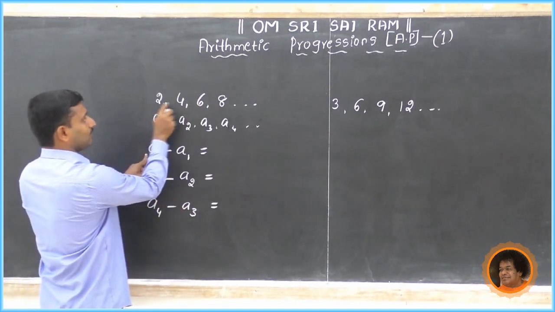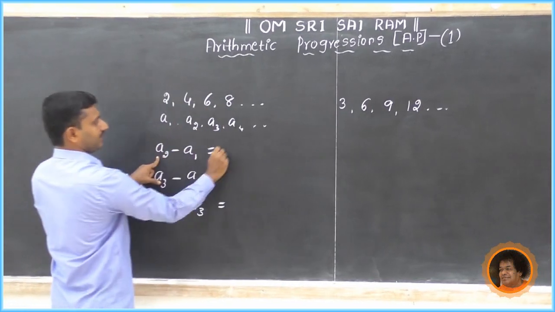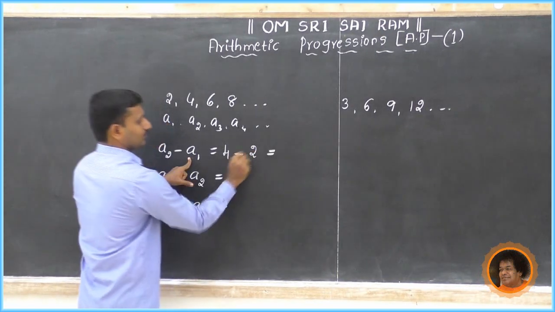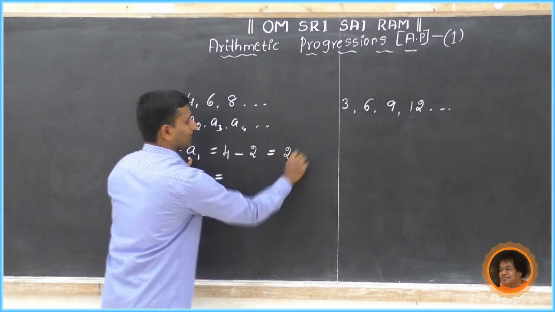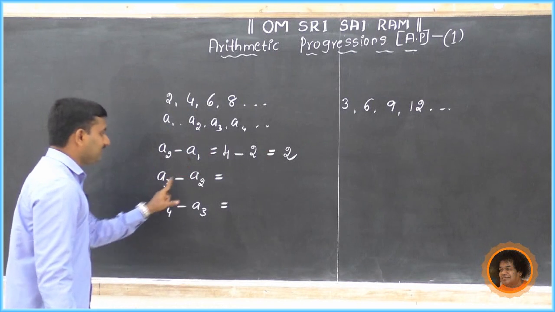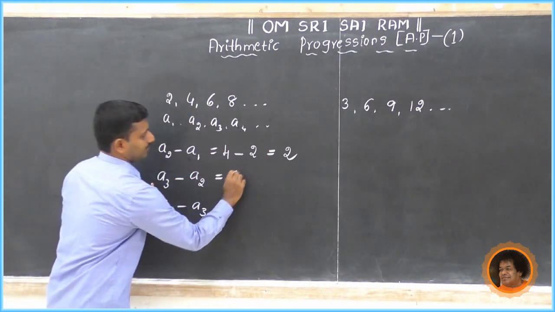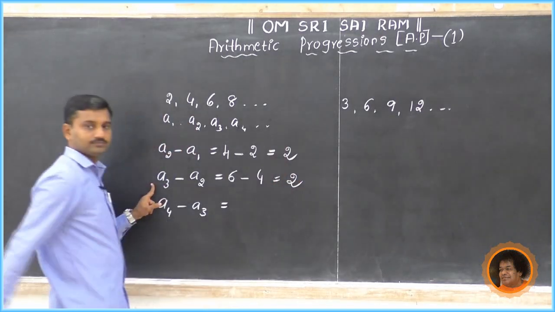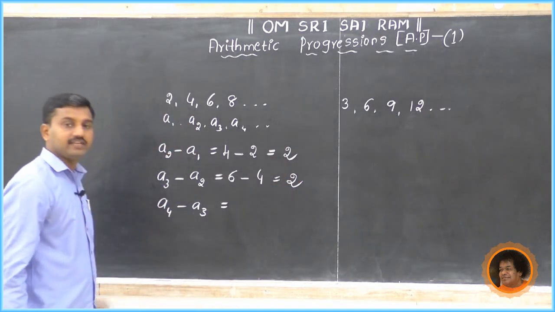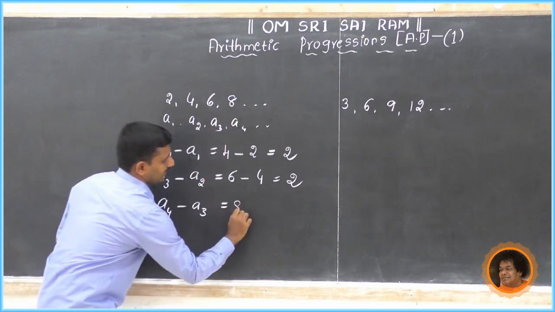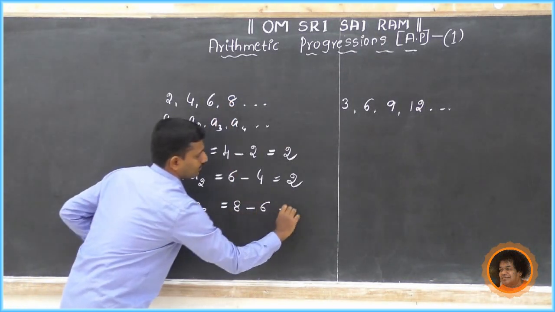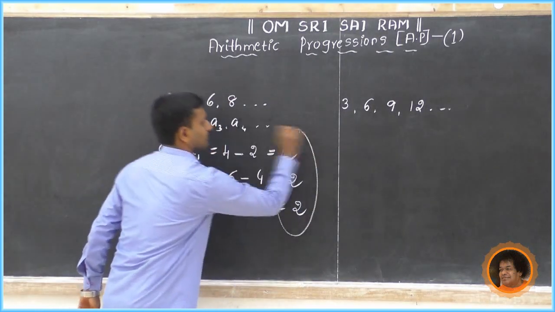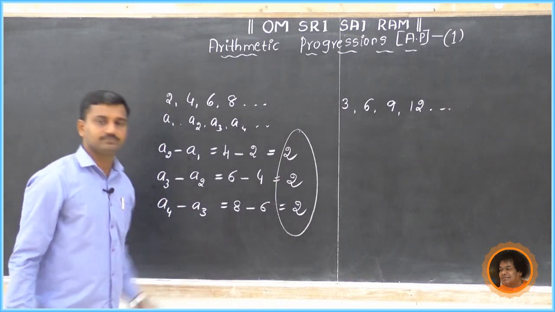So in this example, 2, 4, 6, 8, the second term A2 is 4 minus the first term A1 is 2. So what is the difference? 4 minus 2 is 2. And next, A3 minus A2, the third term 6 minus the second term 4, so the answer is 2. And next, A4 minus A3, the fourth term 8 minus 6, so the answer is 2. Just look at the difference. The difference is the same.